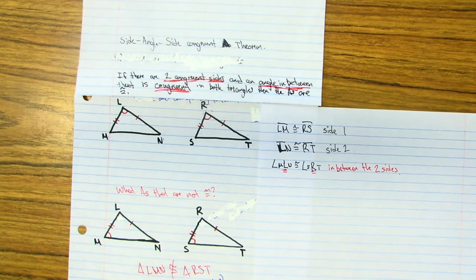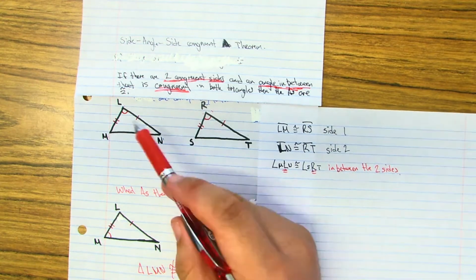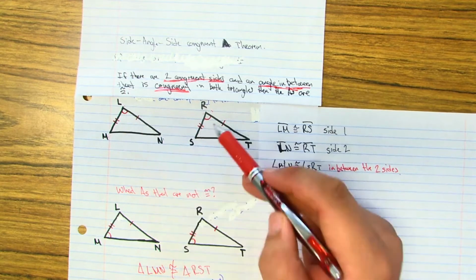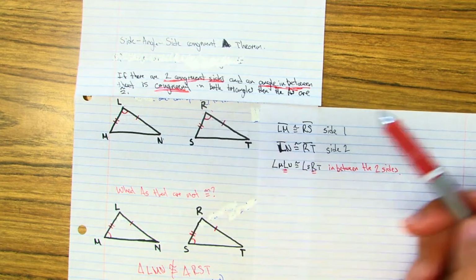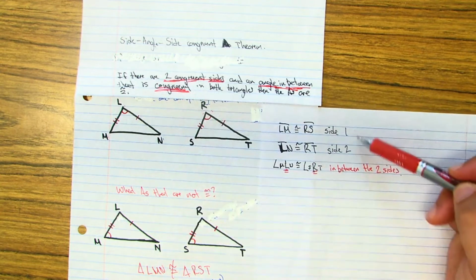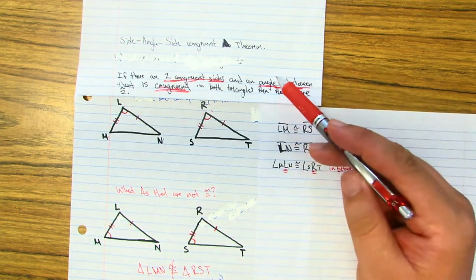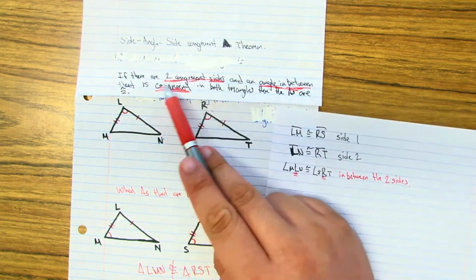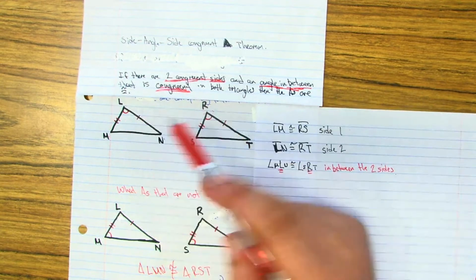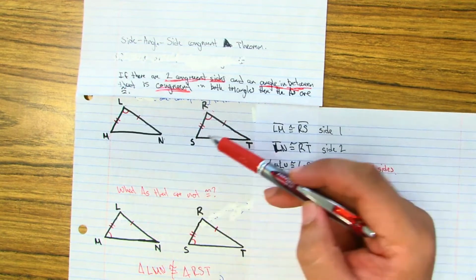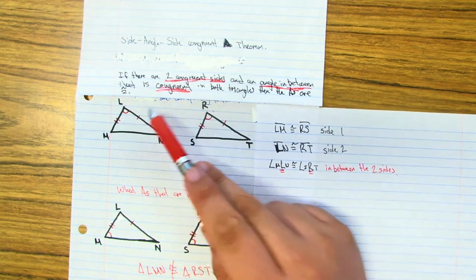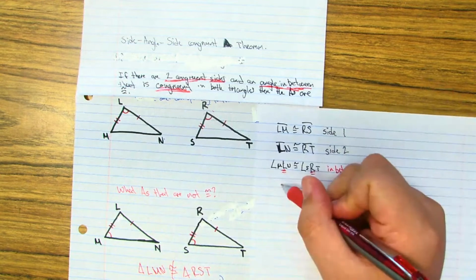Okay. You have to double check, is the angle in between the two sides? Yes, it is. If you look at these two sides, the angle is between them. Do we have two congruent sides? Yes, we have proven that, right? The second one is, do we have an angle in between those two sides that's also congruent? Yes, we have angle L or MLN, and we have angle R or also SRT, right? That is between the two sides. If you fulfill this condition, then you can create a conclusion.